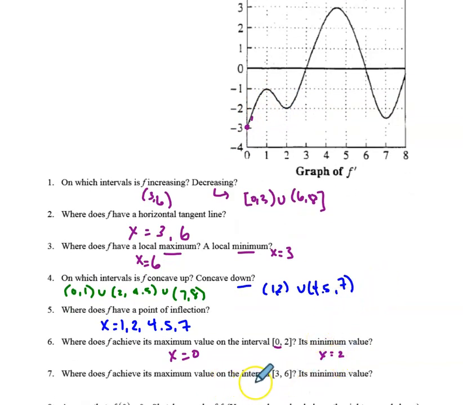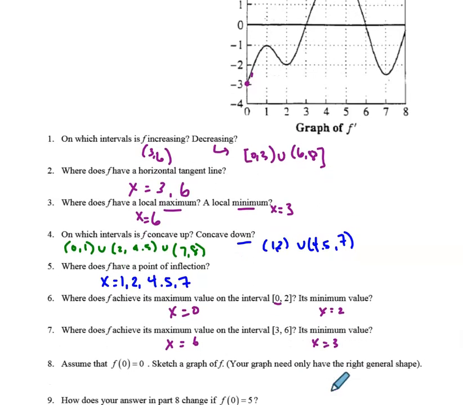So now let's look at the interval from 3 to 6, which is up here. Where will the maximum value be? Well, on this interval, the derivative is positive, which means the function is increasing. So that means the right-hand side of the interval, x equals 6, is where the max value is achieved. The min value is achieved at x equals 3 because the function increases from 3 to 6.